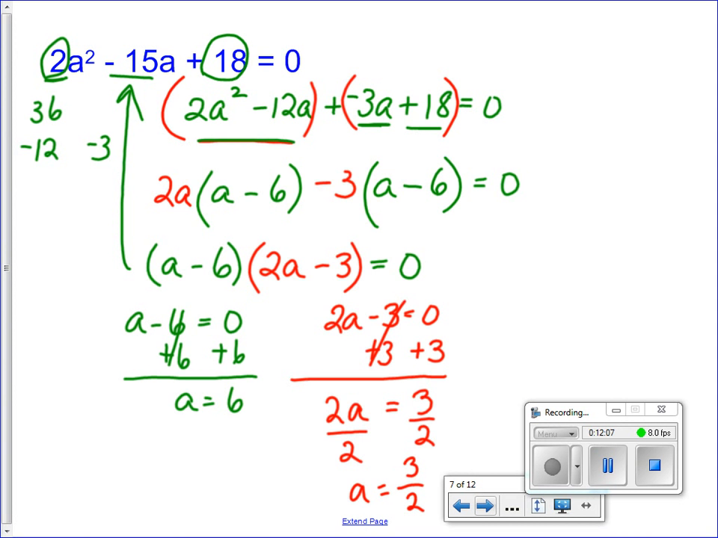All right, so my two solutions are 3 halves and 6. And you might ask, is it incorrect to say that 3 halves is 1.5? And no, that would be fine. Either way.